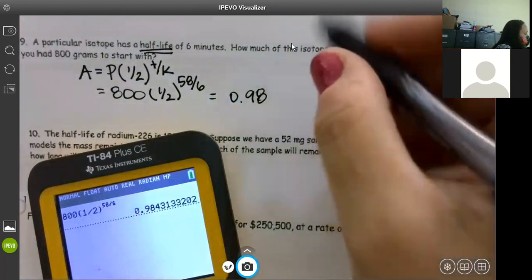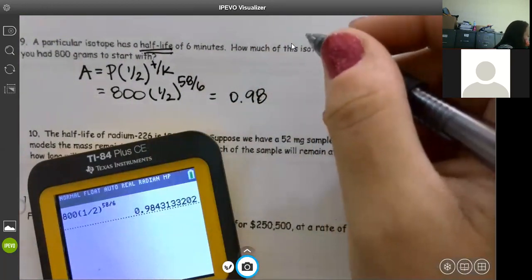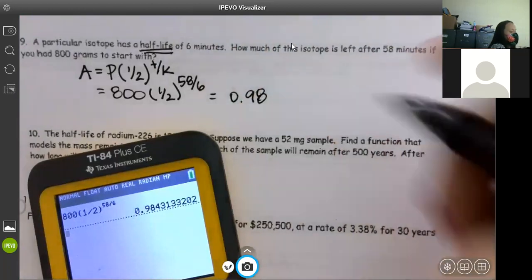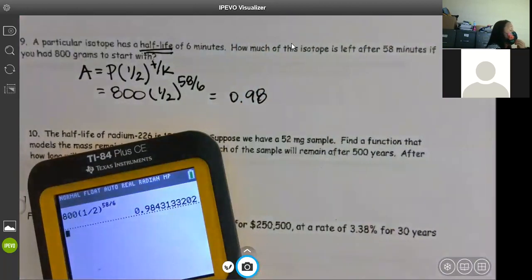0.9843. So we started with 800 and after 6 minutes, this is a quick one, okay? It took 6 minutes and we're already less than 1 gram of this isotope. Did everybody see that? Carbon takes years and years and years and years and years. So that's why they use carbon. All right, let's look at another one.